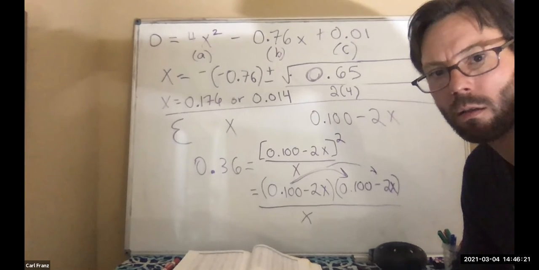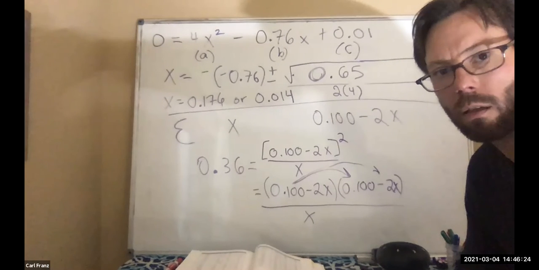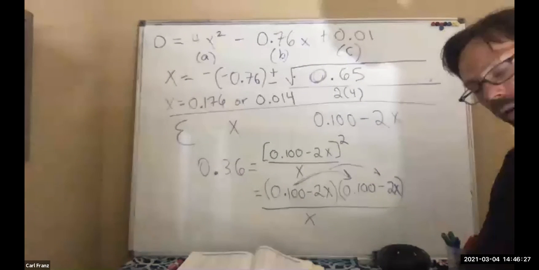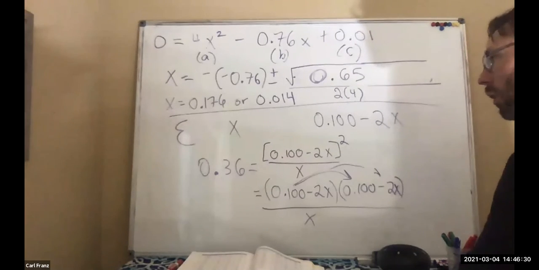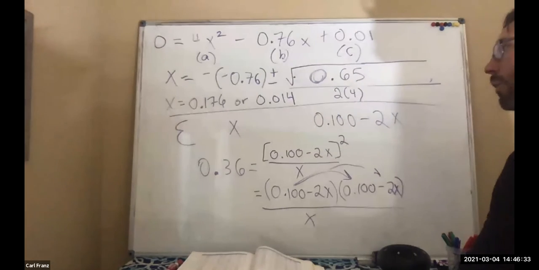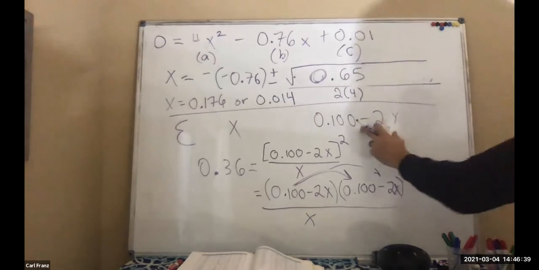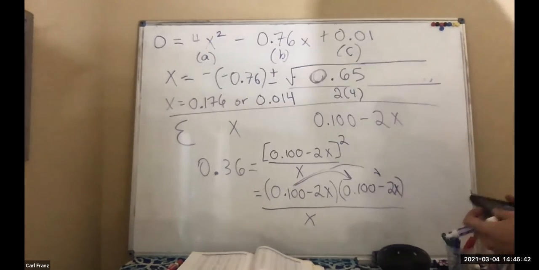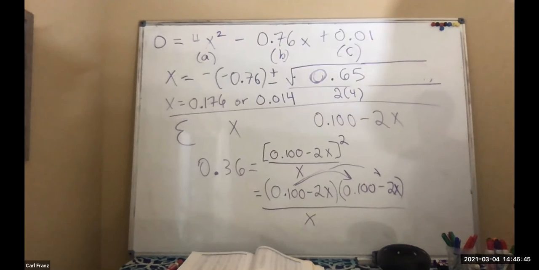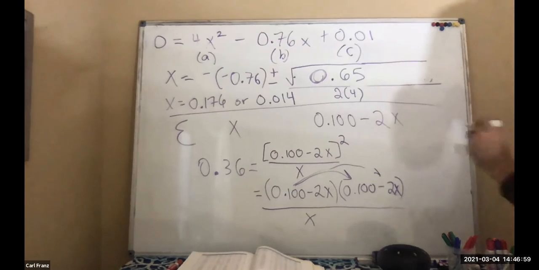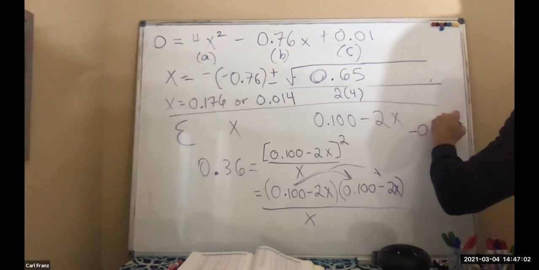Great. Thank you. So now which one is it? Well, in order to find that out, we plug it in to our equilibrium. So let's plug it into this one over here. Let's say 0.1 minus 2 times 0.176 equals, I got a negative 0.252.